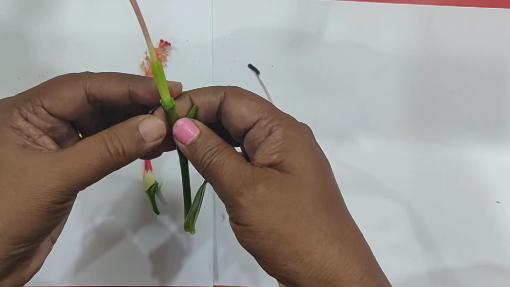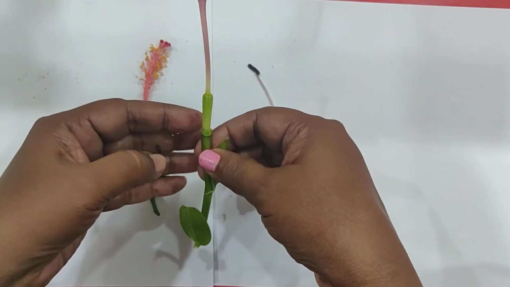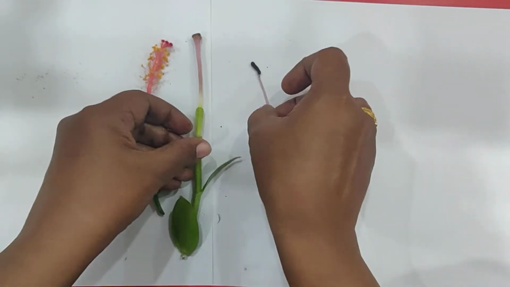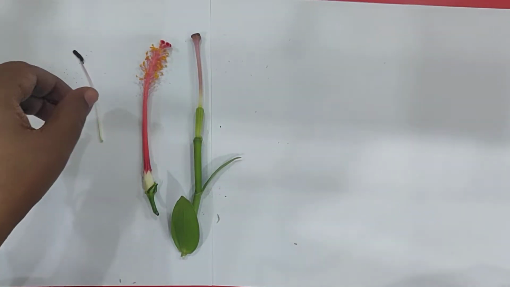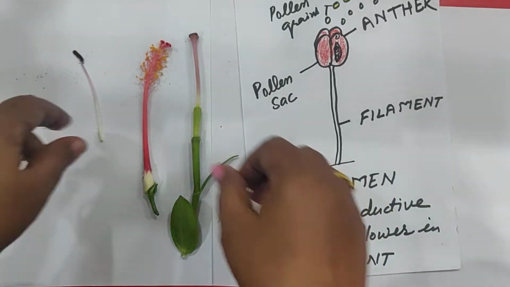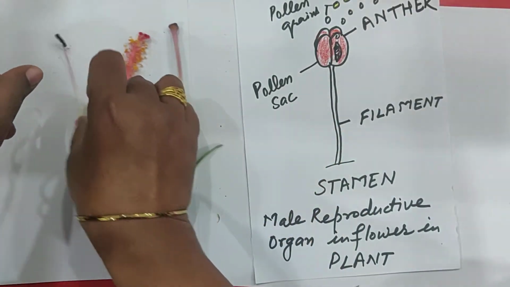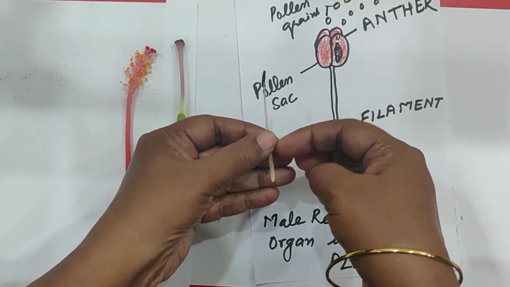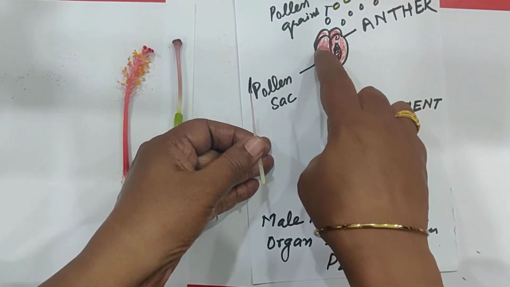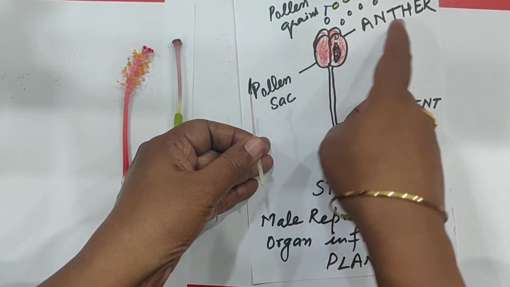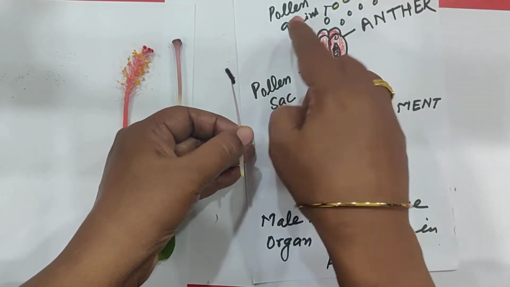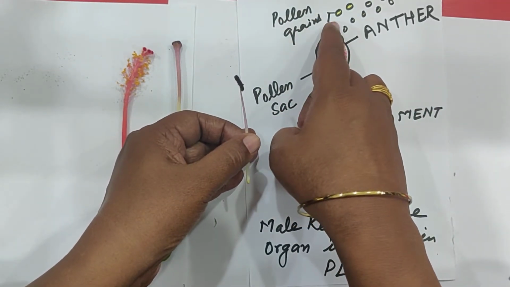This is the female part of the flower, which is called pistil or carpel. I want to show this picture made by me. This is stamen. Just have a look. Filament, 4 sacs, pollen sacs. This is called anther, and in these pollen sacs there are pollen grains.